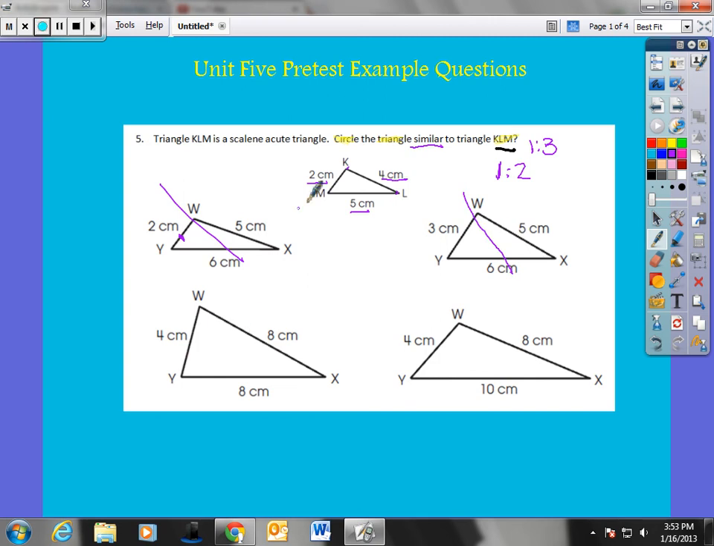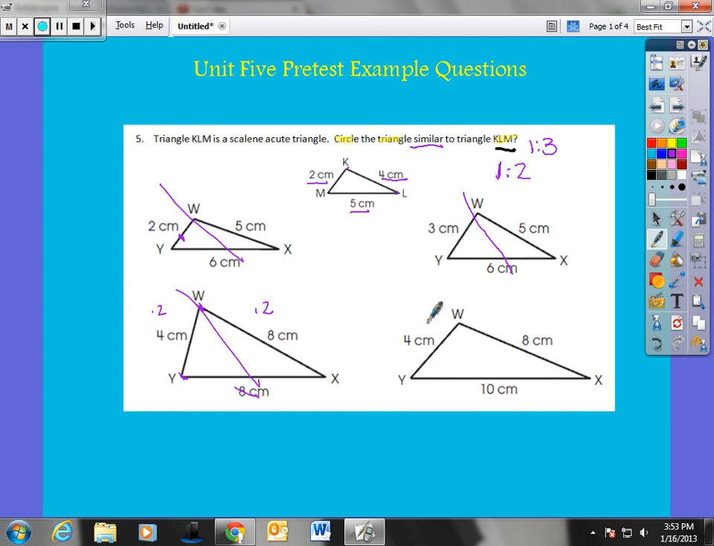I come here, I see that this is 2, this is 4. Well, this side is 2 times bigger than this side. That makes sense because that's a 1 to 2. Side KL is 4, side WX is 8. Hey, that's 2 times larger, so times by 2, times by 2. That's looking good. Now 5 and 8. Well, 5 times 2 is not 8, so there goes my proportional reasoning out the window for that answer.